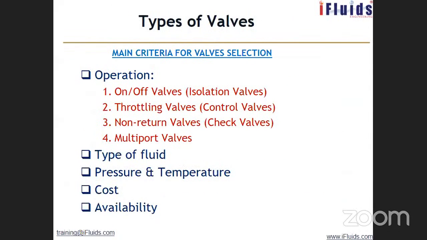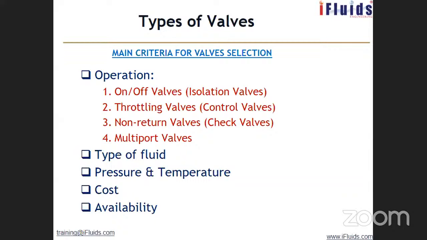So for valve selection, how do we select the valve? There are different functions of the valves, and based on the function, we select the particular type of valve. Operation-wise, we have four categories. One is on-off valves. The name itself implies it is an isolation valve. It has only two positions: either fully open or fully closed. On means fully open, off means fully closed. There is nothing in between. So these are mainly used for shutdown valves, etc.